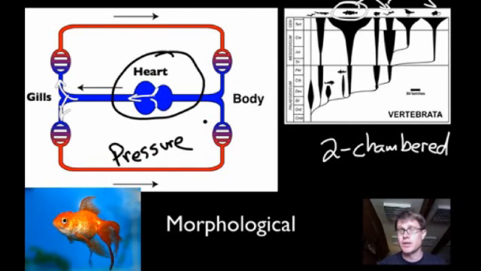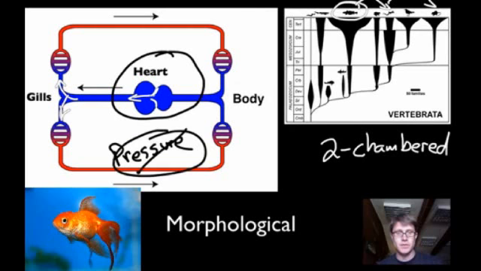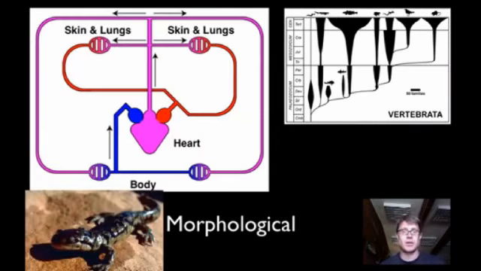It works great if you're floating in water, but as you move on to land, we don't have that pressure. Okay, so let's go to a three-chambered heart. Now, a three-chambered heart arrives in the amphibians, and so things like a frog have a three-chambered heart. So they've got three delineations.